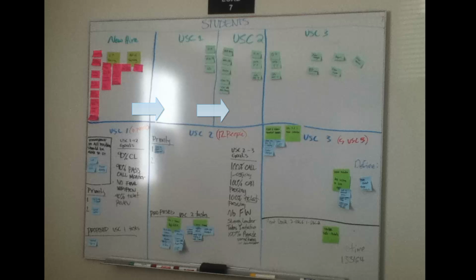Does that make sense? So you should be able to do everything that the level lower than you can do, and you should be able to train on that level as well. So a USC 1 should be able to do training for a new hire, and a USC 2 should be able to do training for a USC 1.